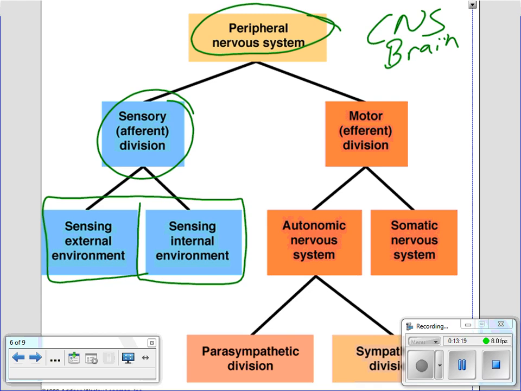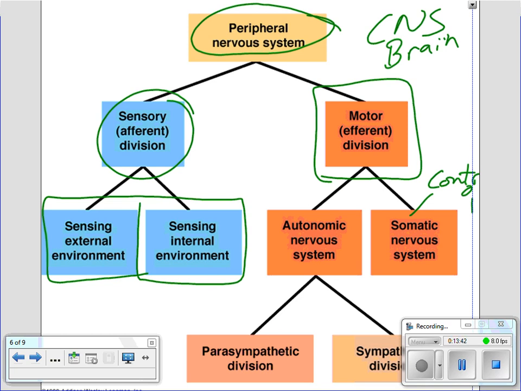With your motor division, you're actually moving through your environment, and there are two parts of that. One that you can actually control. Those are your muscles, so you can control this part. And you also have an autonomic nervous system, which is signals or movements that you can't control.